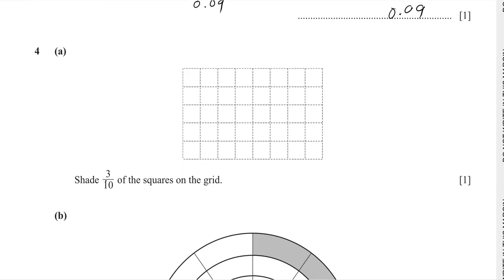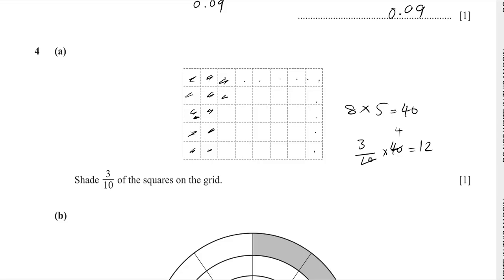Question number 4, shade 3 over 10 of the squares on the grid. To figure that out, first we have to count how many squares we have in total. 1, 2, 3, 4, 5, 6, 7, 8. 8 times 5 equals 40. So 3 by 10 times 40 equals 12. So we have to shade 12 squares. 1, 2, 3, 4, 5, 6, 7, 8, 9, 10, 11, 12. That's it.